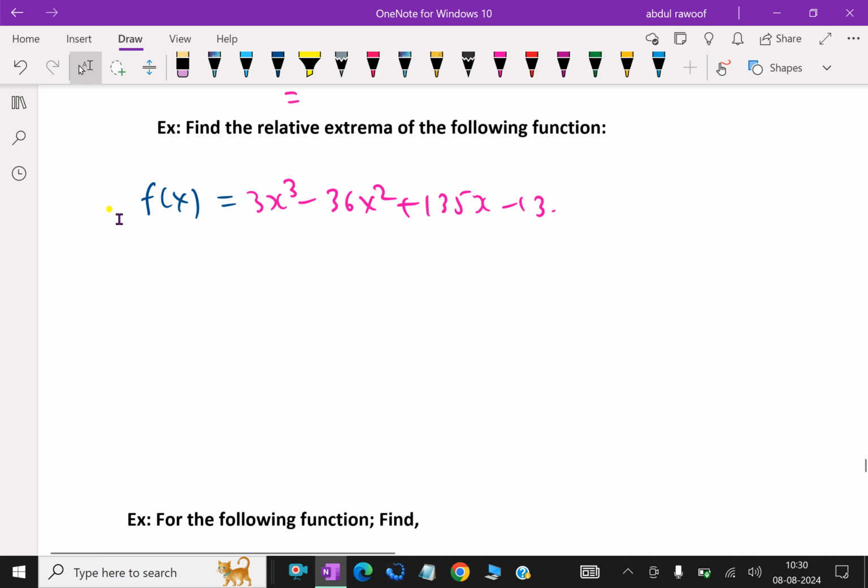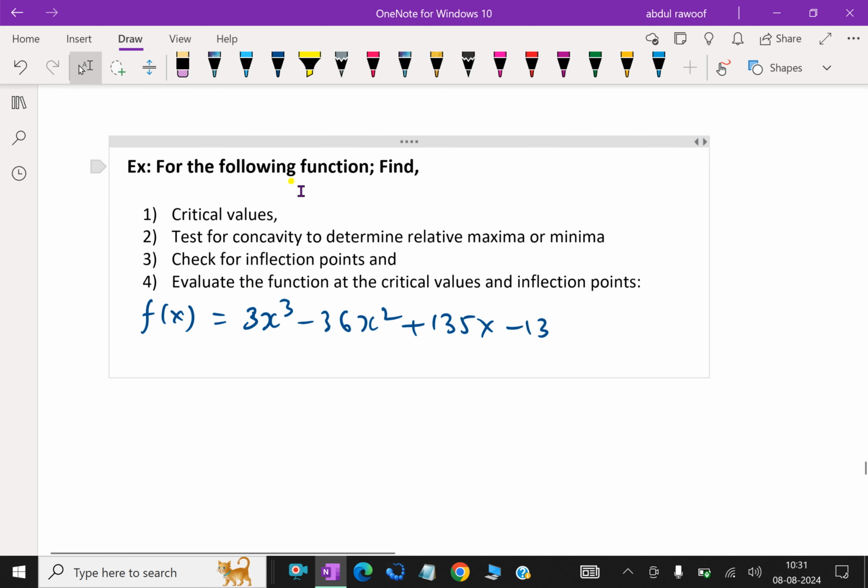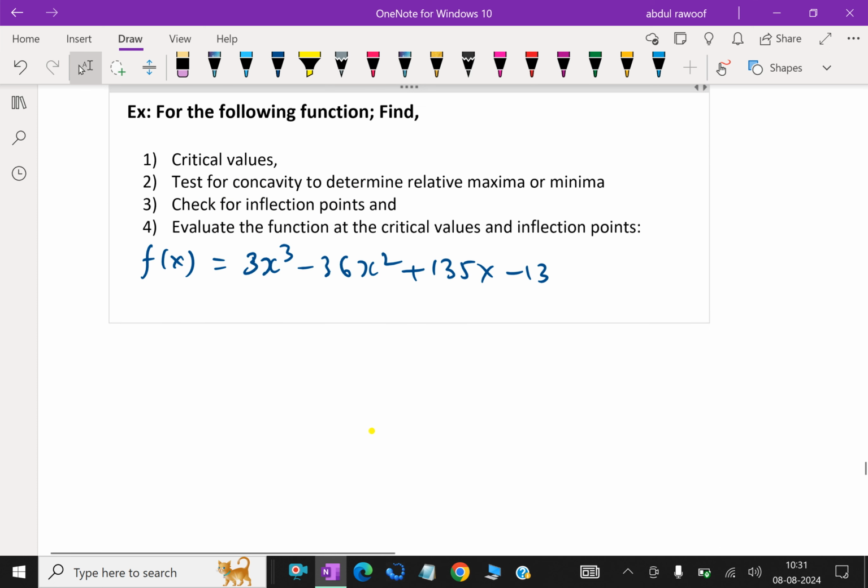Now this question is given here. We have to find relative extrema of the following function. For the following function, find critical values, test for concavity to determine relative maxima or minima, check for the inflection points, and evaluate the function at the critical values and inflection points. 4 things we have to find. The function is given. First we have to find the critical value.